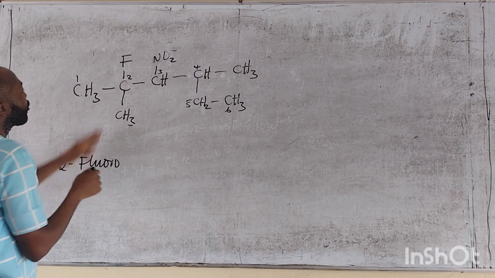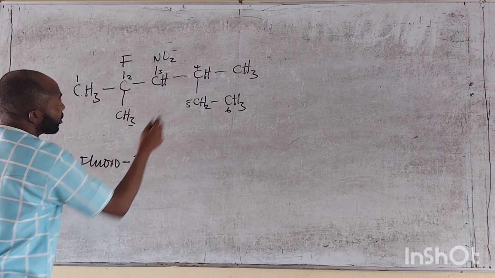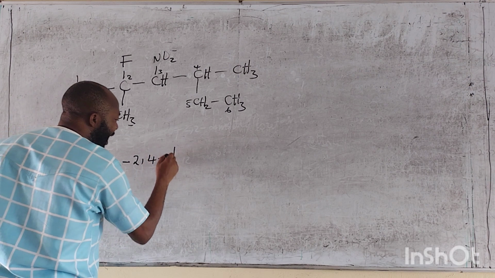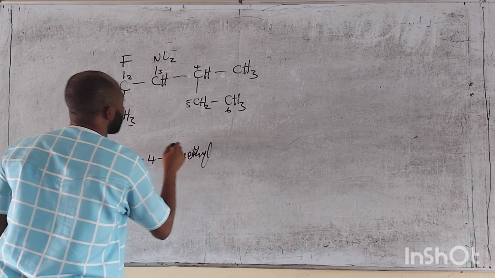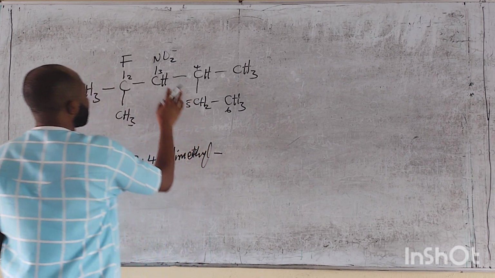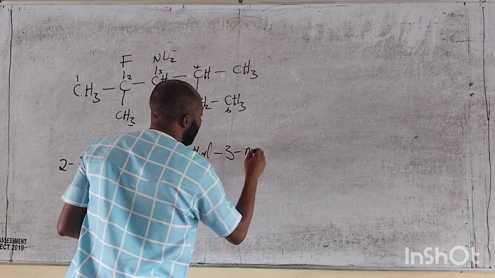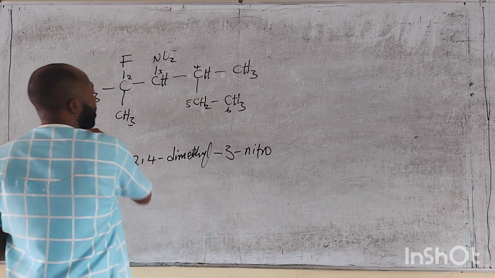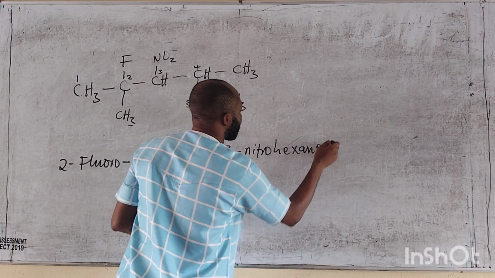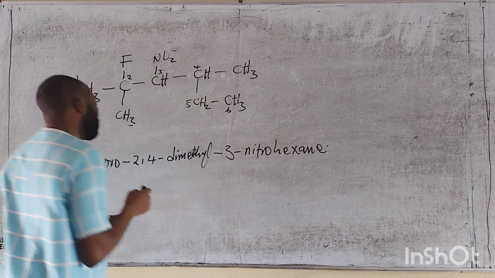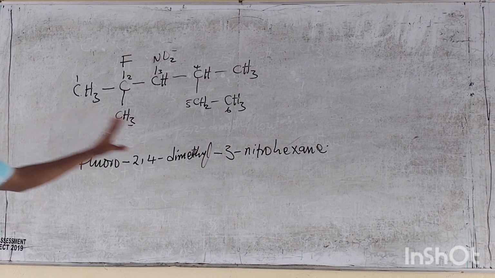So now we have 2-fluoro, 2,4-dimethyl, and methyl. Where is that one? 3-nitro, hexane. 6-nitrohexane. So that is how it goes. Very importantly, you must take note of that.